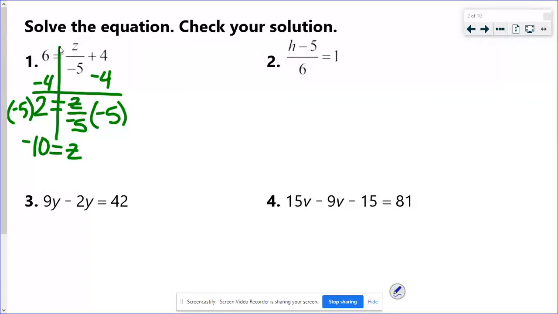I just want to do number 2 also on this slide to compare what number 1 looks like versus number 2. They both have fractions, so there's some division in here. But in number 1, I had to get rid of the 4 first because it wasn't attached to the variable. In number 2, the subtracting 5, that is what's attached to the variable. So I have to leave that alone. I would have to first get rid of the 6 in this case, so I would multiply both sides by 6. So I would have that h minus 5 equals 6. And then I would add 5 to both sides.